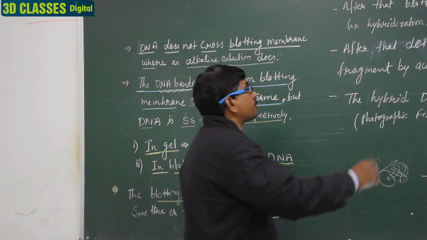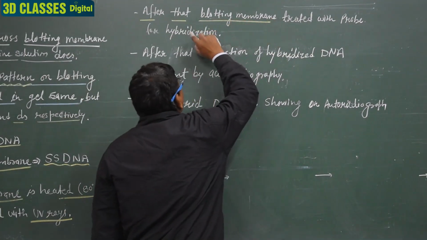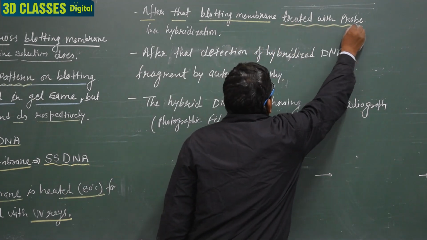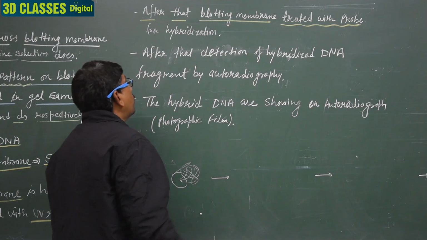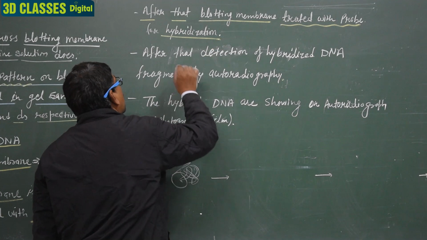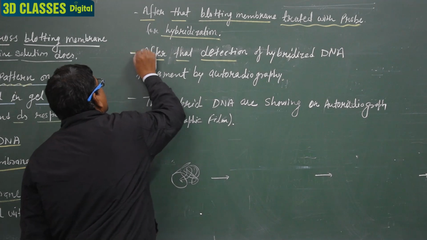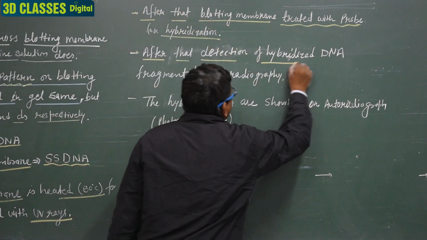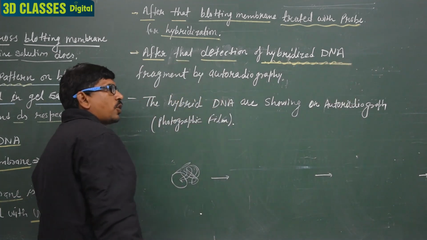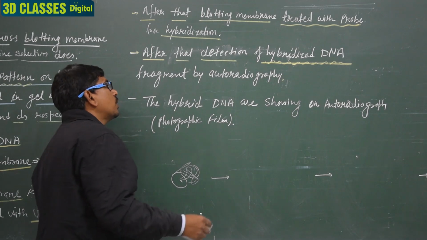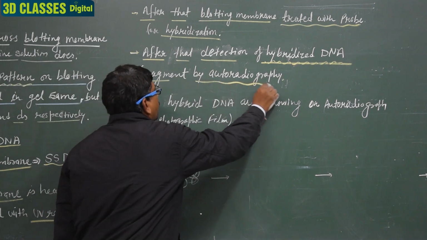Clear? Now, after that the blotting membrane is treated with the probe. It is very important. You know what a probe is? A known DNA segment, a probe for the hybridization. Clear? After hybridization, comes the detection of the hybridized DNA, because the probe attaches to the complementary DNA segment. So the hybridized DNA fragments are detected by autoradiography.